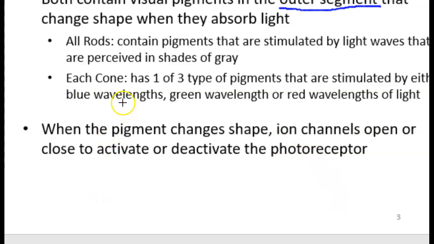Okay. Now when the pigment changes shape, it will cause ions to either enter or maybe exit. It depends on whether or not an ion channel has been opened or closed. But the result is activation or deactivation, depending on what we're looking at.